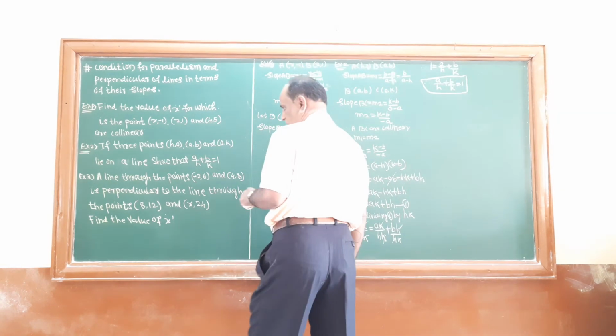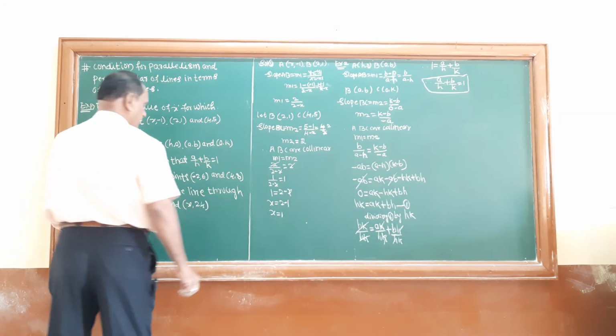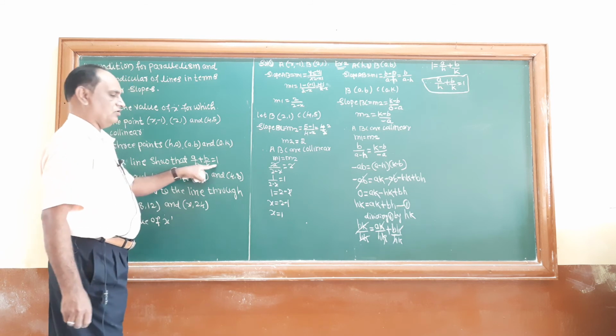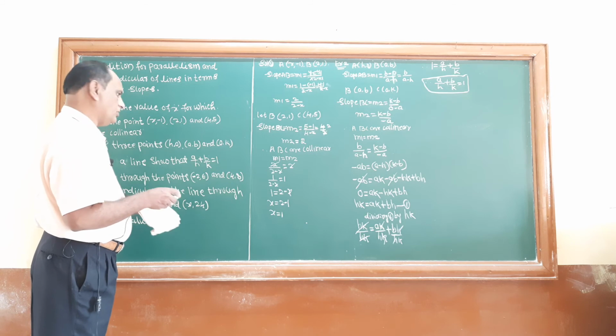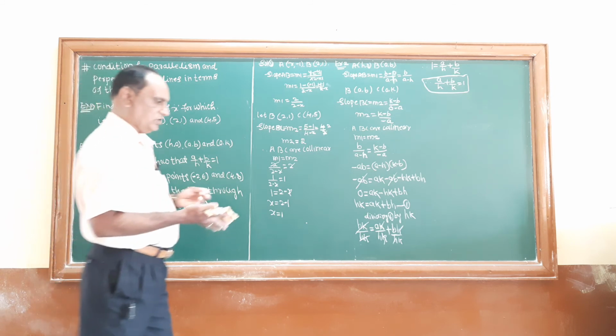So, three points show that the line a by h plus b by k equal to 1. Then come to the example solution for the example number 3.